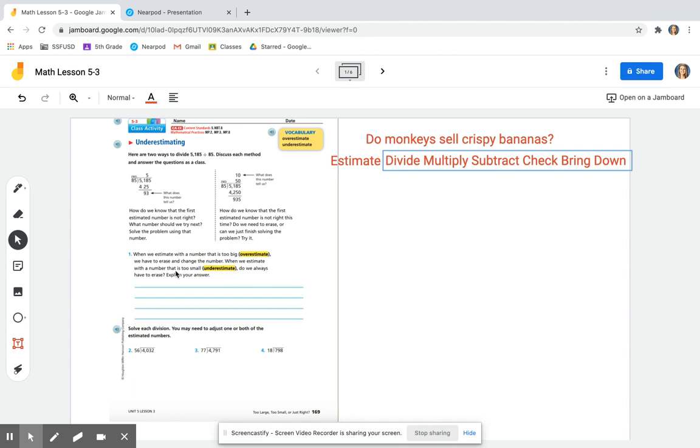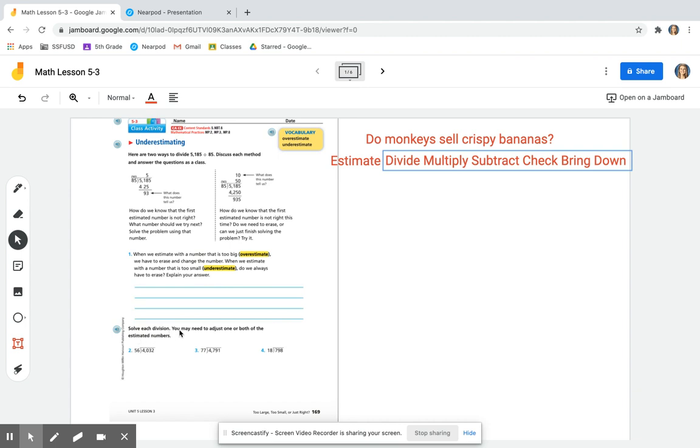When we estimate with a number that is too small, or underestimate, do we always have to erase? For digit by digit method, yes, we always do have to erase. But if we're using the expanded notation method, what we would do is just build one more group on top and then go back and add the groups together. So that's the expanded notation way. We wouldn't have to erase. But we're not going to get too much practice in with that for this video. If you want to try out some problems with the expanded notation method later, we can do that in class live.